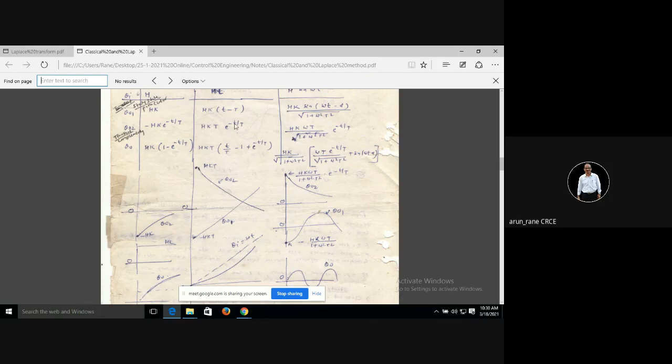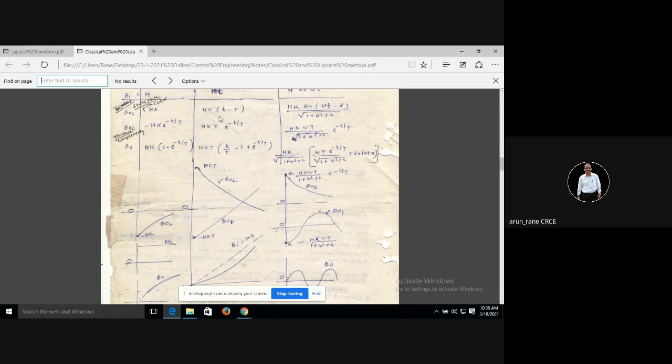So when t is equal to 0, this will be e raised to 0. That means this is 1. So what will be this value? This value will be hkt when t is equal to 0. And then this will be going down exponentially as you go on changing the values. This is your theta O2. Theta O2 is nothing but the transient response.